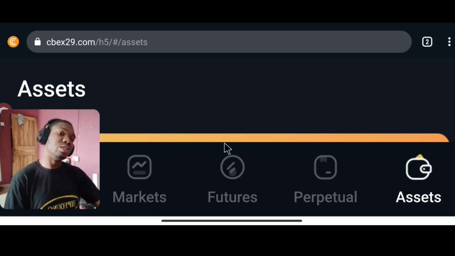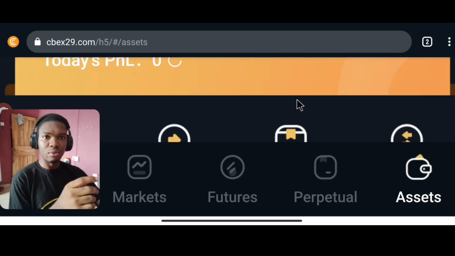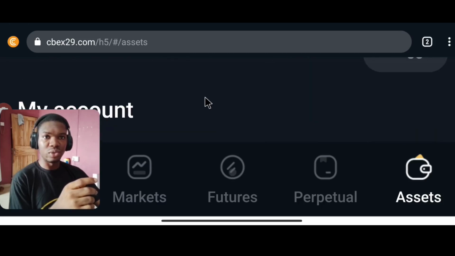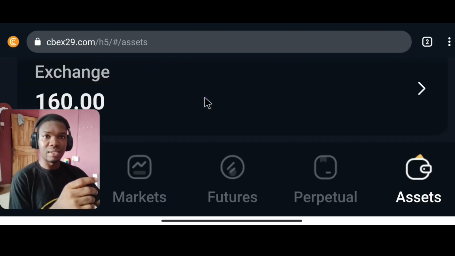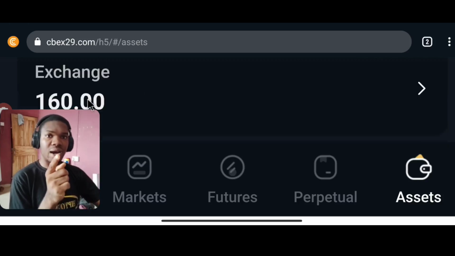So how do you withdraw, right? Let me show you what I did recently. I'm going to go back to my assets and move out right here. You can see our withdraw options are actually still showing. On this site, your money is going to be on trading. So I transferred some amount from trading down to exchange to check.